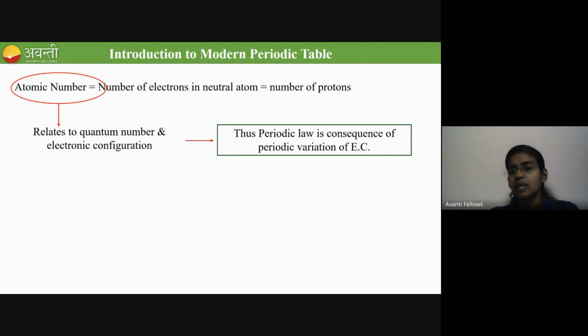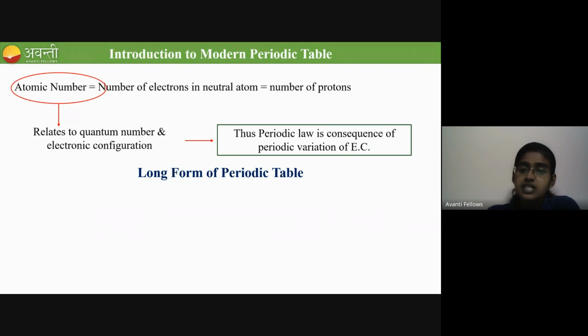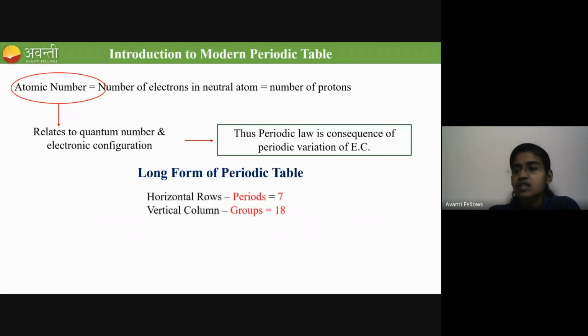So in the upcoming slides, you will notice the periodic variation of electronic configuration, which is the consequence of this periodic law. Now coming to the long form of the periodic table. This modern periodic table is otherwise called the long form of the periodic table. In this periodic table, we have 7 periods, which are horizontal rows, and 18 groups, which are vertical columns. Got it? So how many periods do we have? 7 periods and 18 groups.